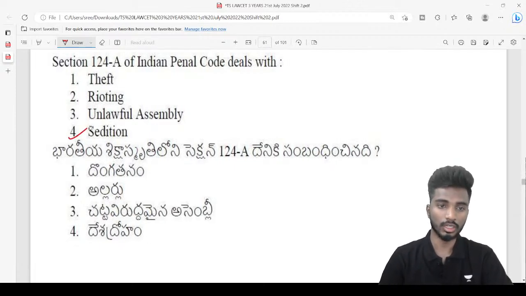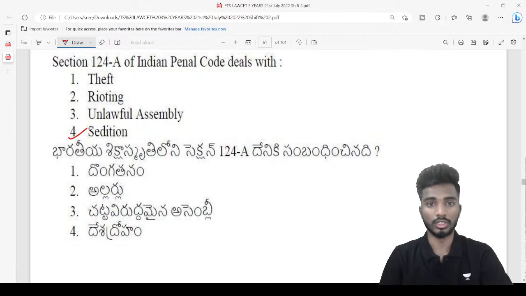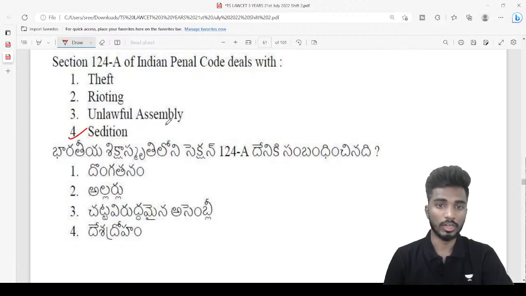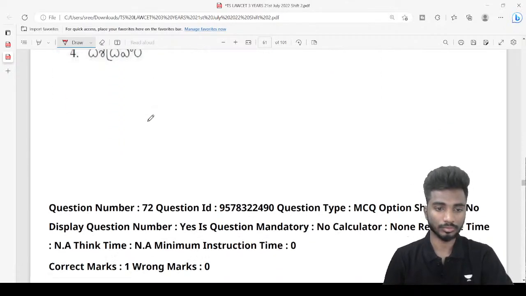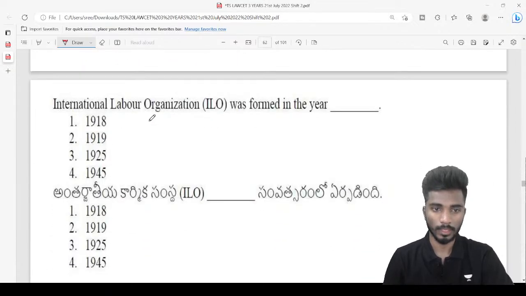So sedition means treason against the country. You might have seen previously there were many news reports where various people were accused of sedition. So that is why this particular thing is in the news. And this is the question: 124A, capital A.